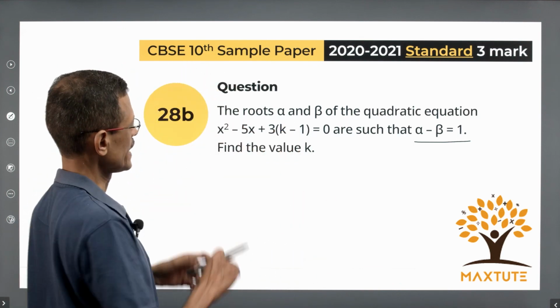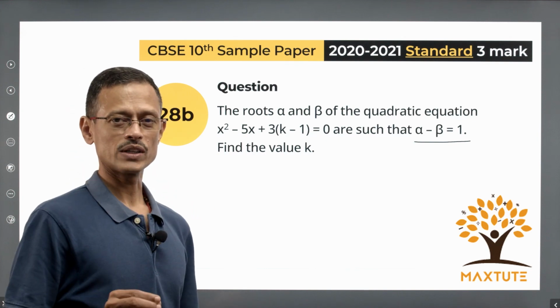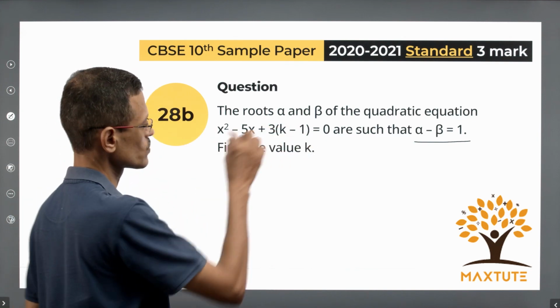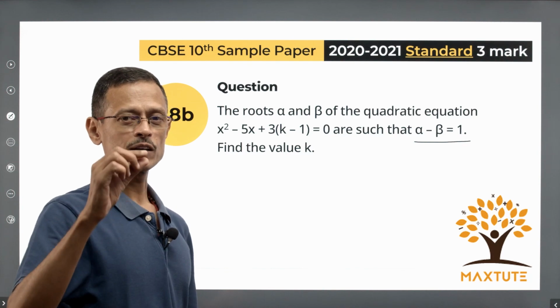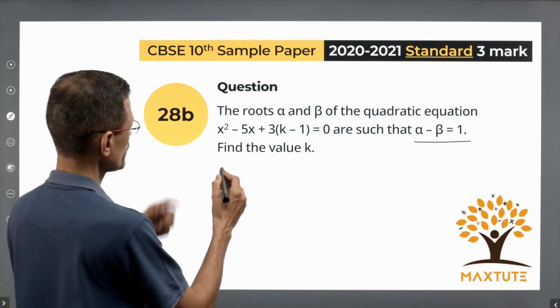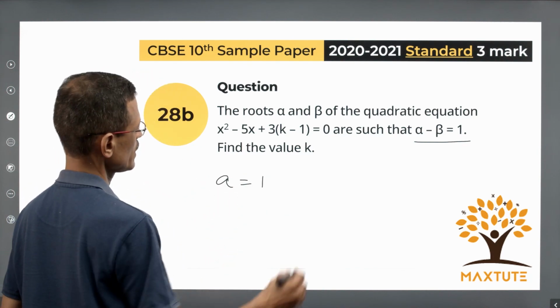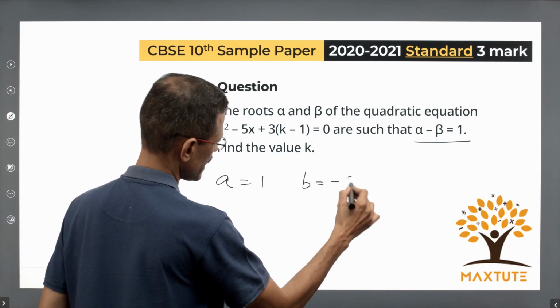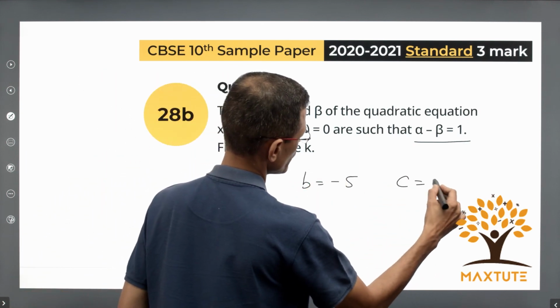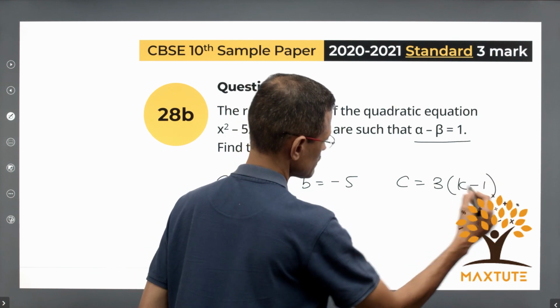This is the equation given to us, x square minus 5x plus 3 times (k minus 1). Let's just compare this with a generalized form of an equation, ax square plus bx plus c equals 0. So what will a be in this equation? a is equal to 1. What is b? b is equal to minus 5. What is c? c is equal to 3 times (k minus 1).